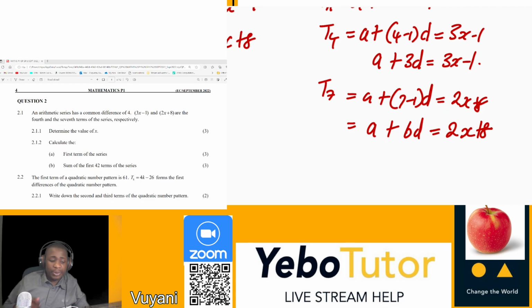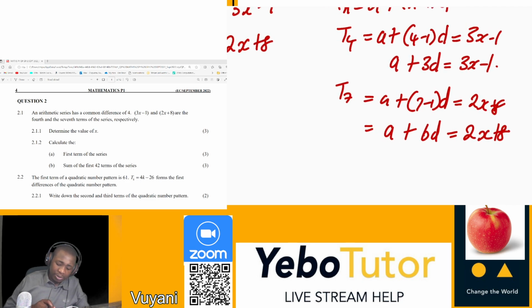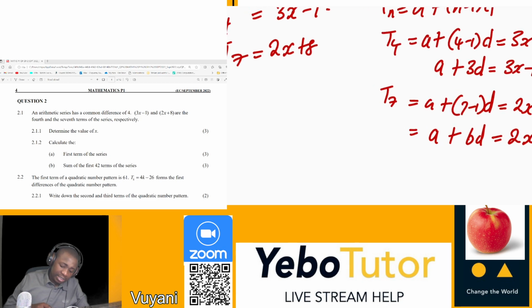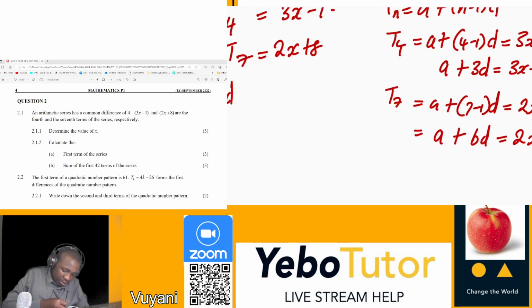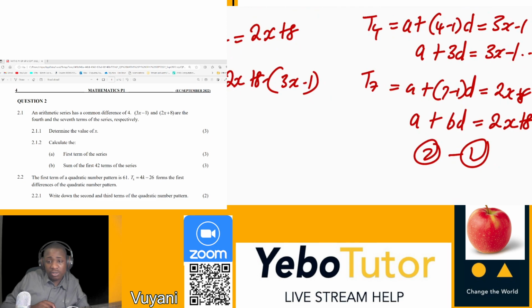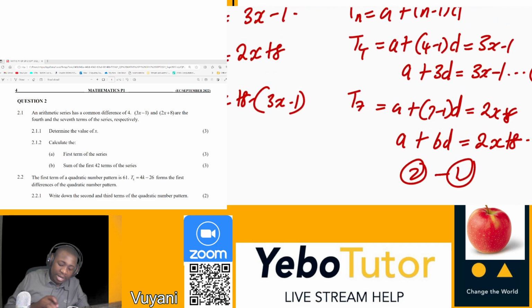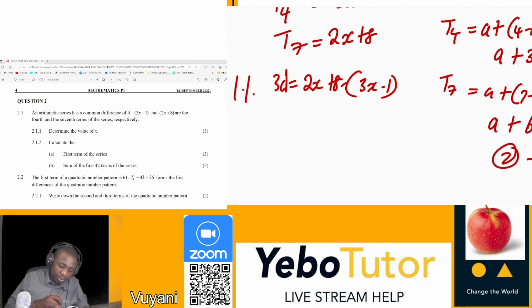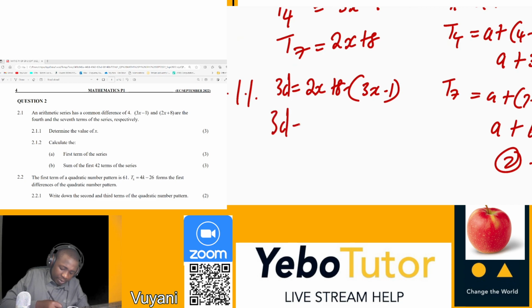Then after that, we can now formulate our equation. So without wasting much time, we can see that this is our equation 1 and this is our equation 2. So we are saying equation 2 minus equation 1. Okay, don't get confused there. So a minus a is equal to 0, and 6d minus 3d is equal to 3d. Then on the right we have 2x plus 8 minus (3x minus 1). That's what we are now solving here. So this will be 3d is equal to 2x plus 8 minus 3x plus 1.